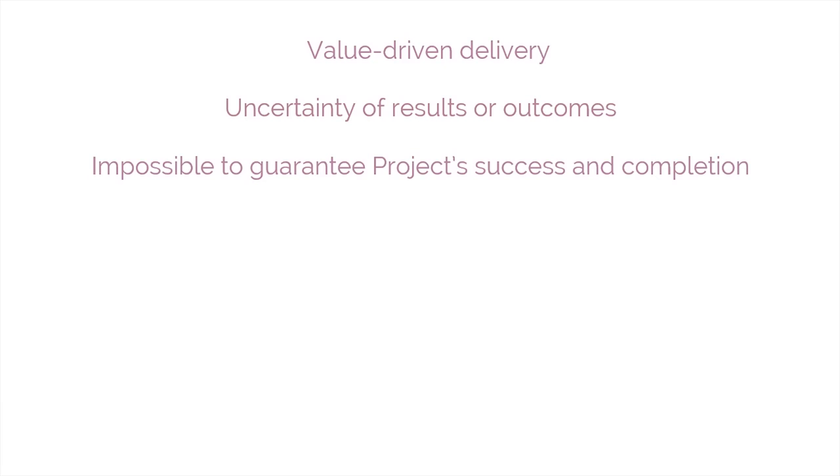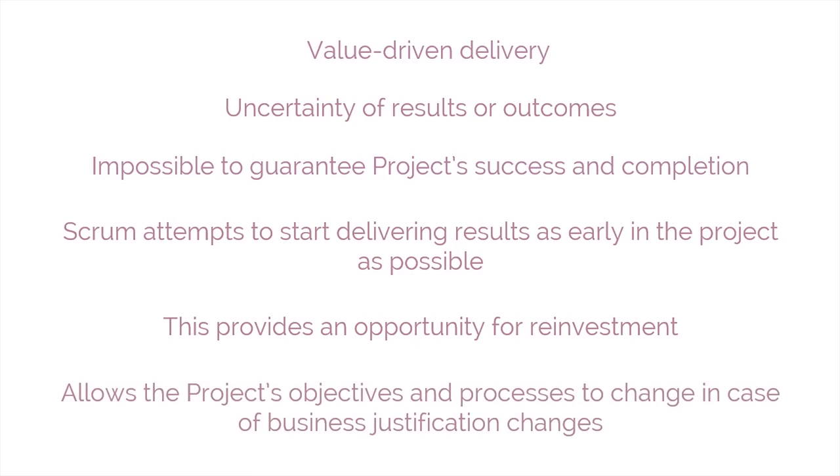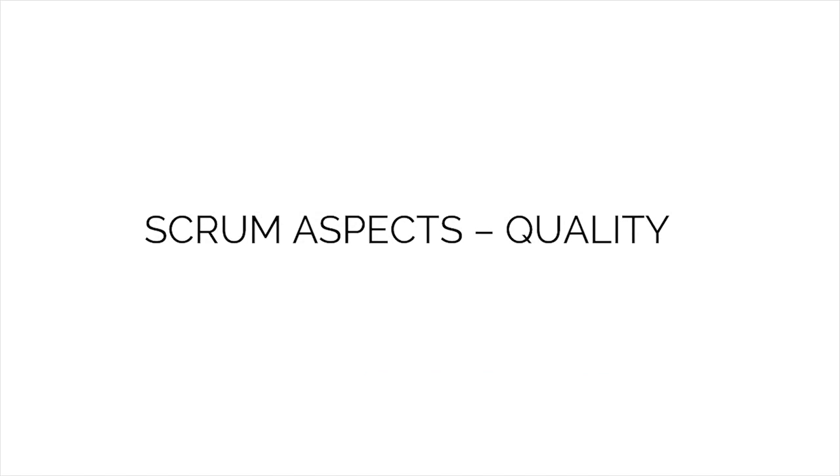Considering this uncertainty of achieving success, Scrum attempts to start delivering results as early in the project as possible. This early delivery of results, and thereby value, provides an opportunity for reinvestment and proves the worth of the project to interested stakeholders. Furthermore, Scrum's adaptability allows the project's objectives and processes to change if its business justification changes. It is important to note that although the product owner is primarily responsible for business justification, other team members also contribute significantly. So far, we have seen two important Scrum aspects. Quality is the third aspect we are going to discuss now.